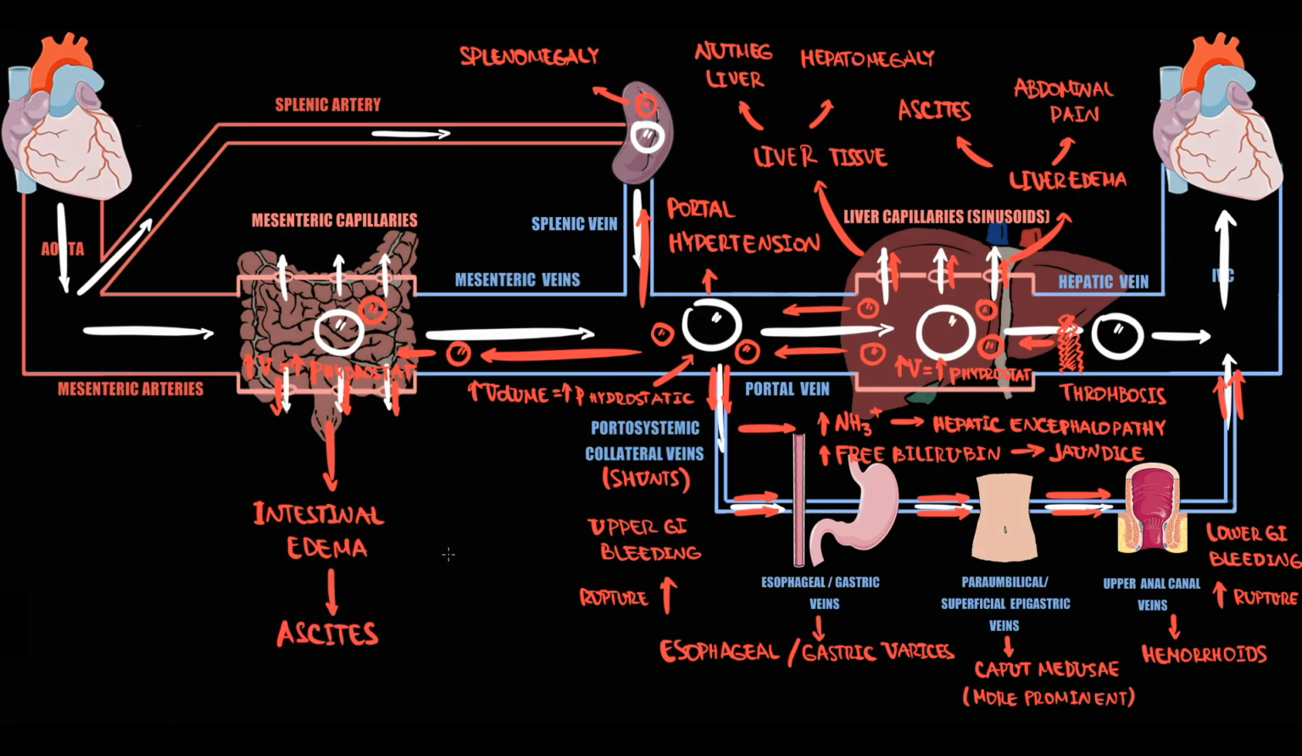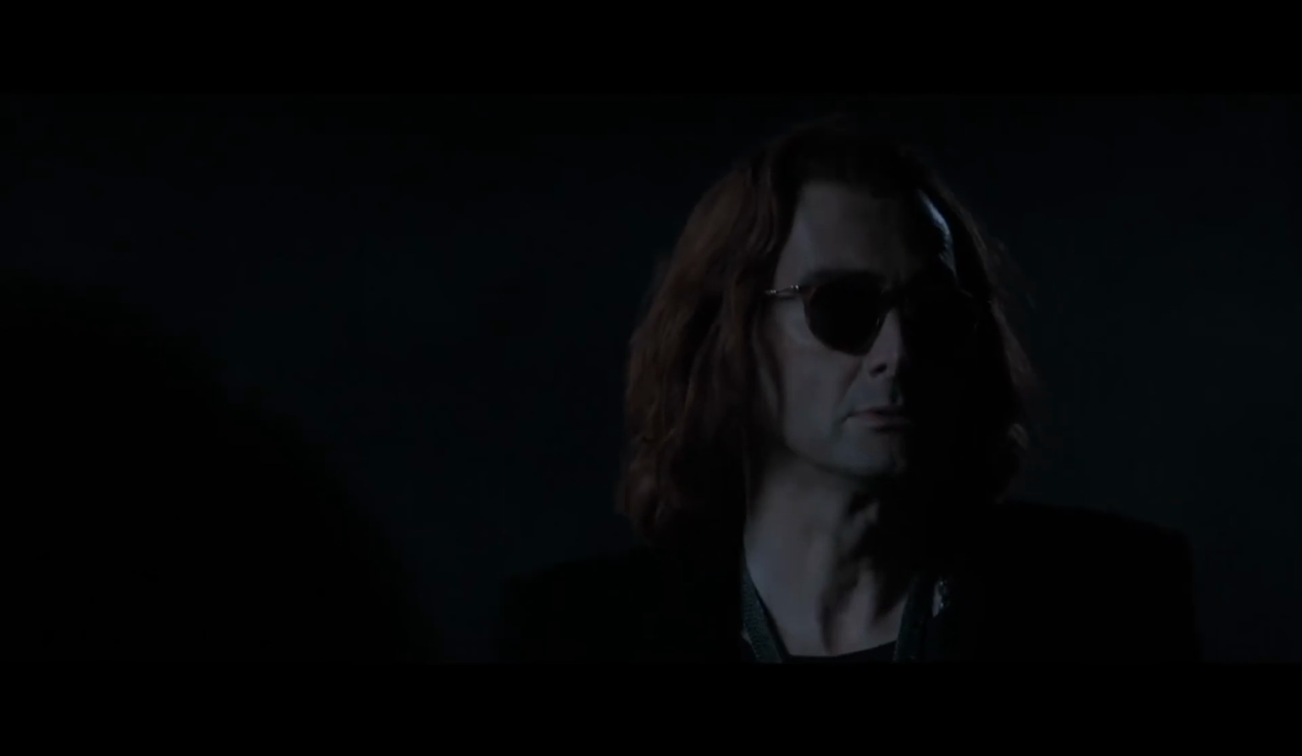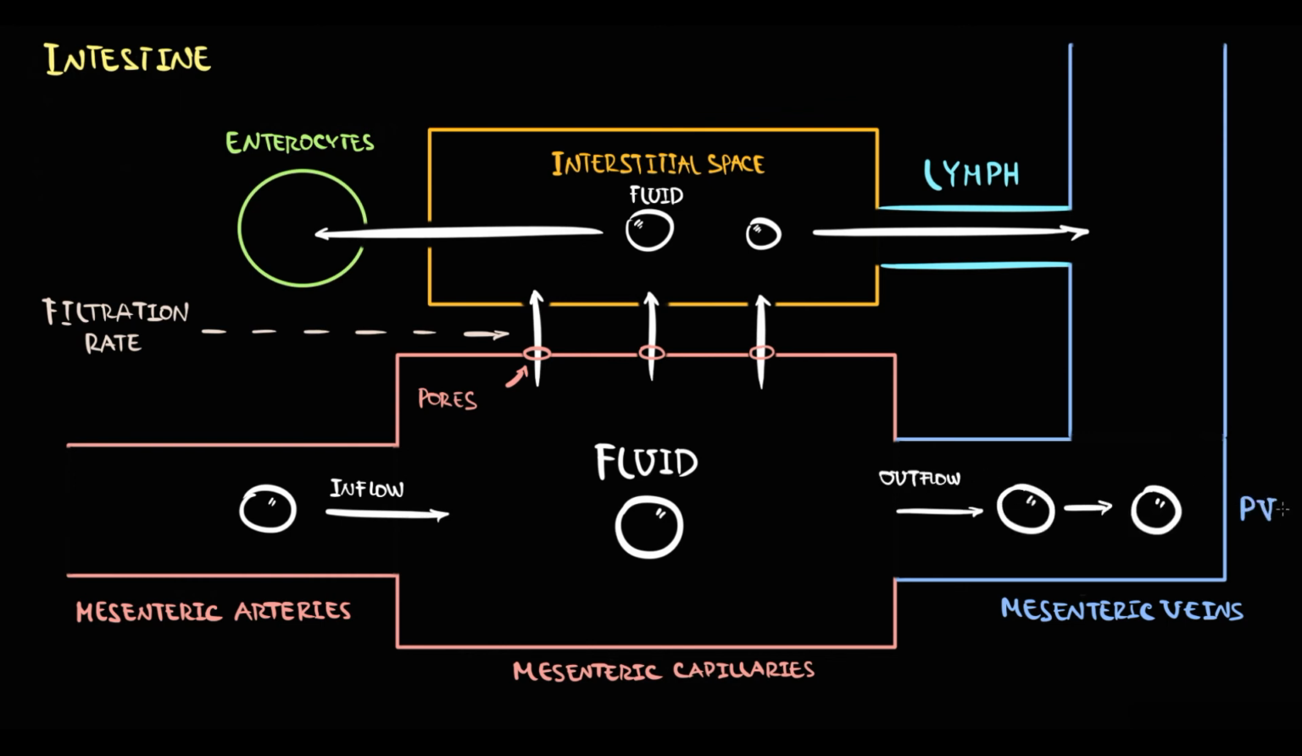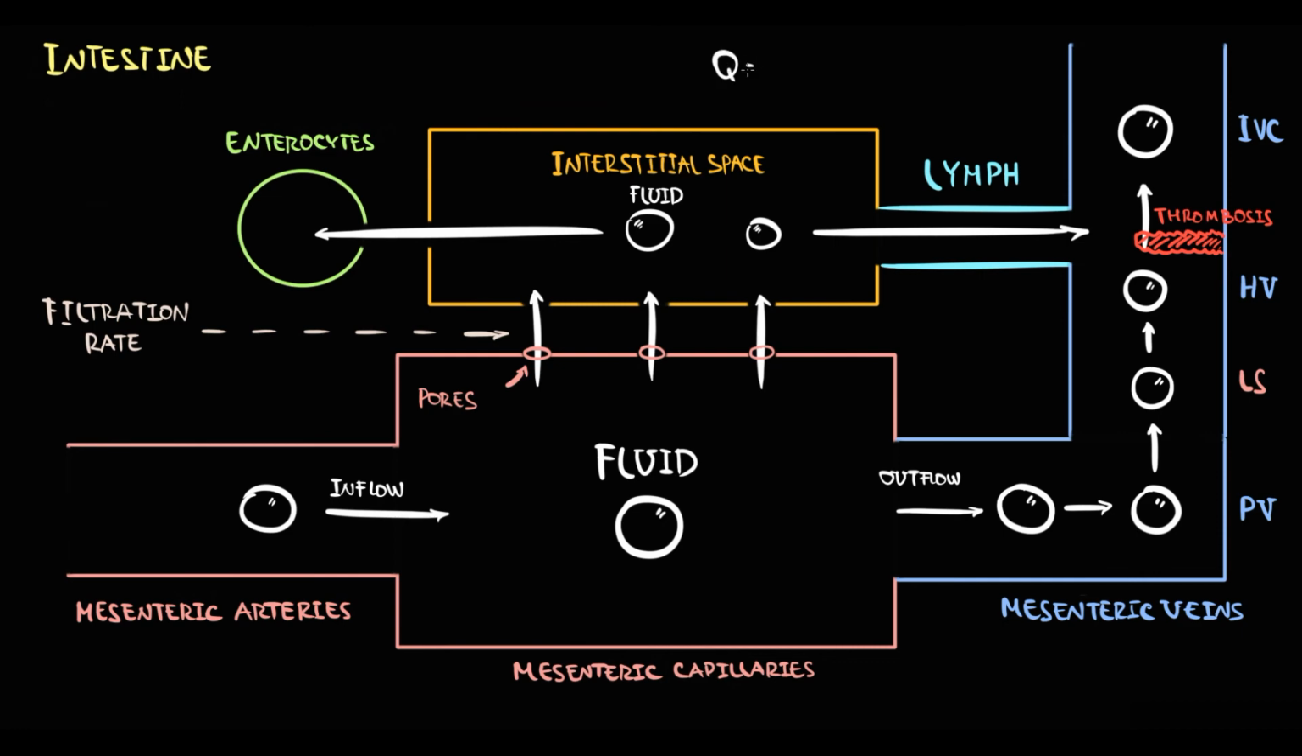So let's explain why ascites develops. We have blood inflow to mesenteric capillaries and blood outflow from mesenteric capillaries initially into the portal vein, then into the liver sinusoids, and after that into the hepatic vein and inferior vena cava. So if a thrombus in the hepatic vein is formed, this causes a backup of blood, because recall that flow equals pressure difference divided by resistance, and resistance is inversely proportional to the fourth power of radius.